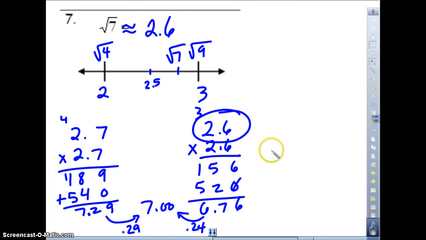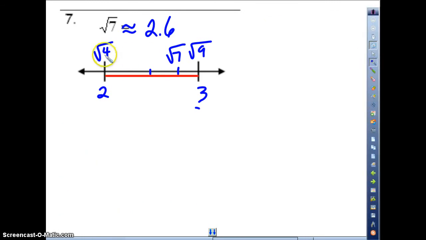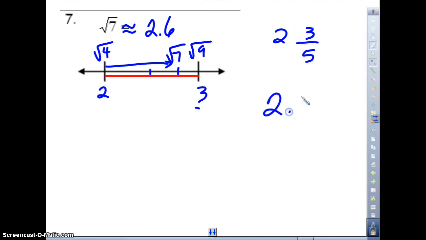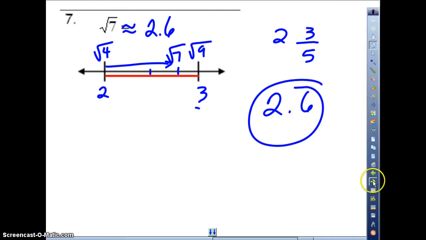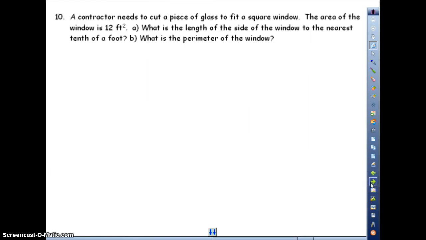Okay? The other thing we can do is we know it's going to be 2 point something, and we can look at the fractional distance of this number to this number and this number to this number. 4 to 9 is a total of 5 units, and 4 to 7 is a total of 3 units. So it's about 2 3/5. 3/5 is the same as 0.6, so you get 2.6. I think that's kind of easy, but if you guys like guess and check, do whatever makes you happy.